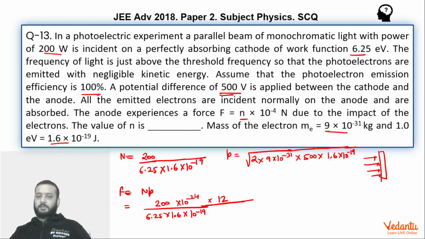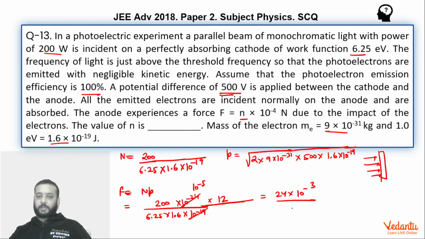So we can say this 10 to the minus 19 and this 10 to the power minus 5 will remain. Okay. Then this is 12 to the 24 into 10 to the power minus 3. Okay. Divide by this is 6.25 into 1.6. Okay. 6.25 into 1.6.